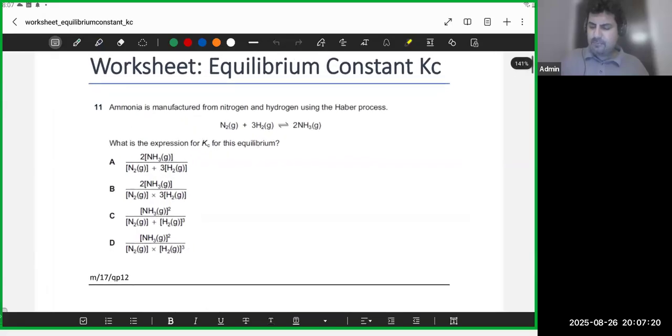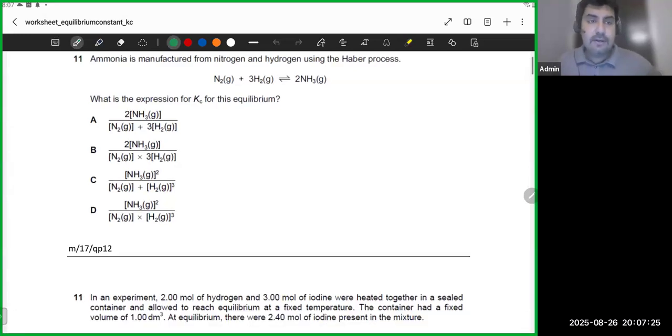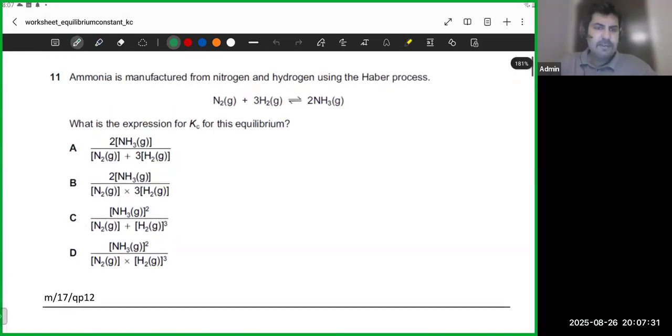We want to just move on to A-levels equilibrium. But since most of it is based on your AS, Kc, and Kp, we have to do that again. So the next question is obvious, they're asking for the units of Kc.